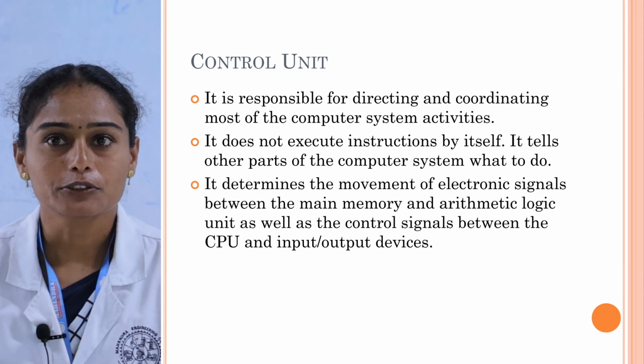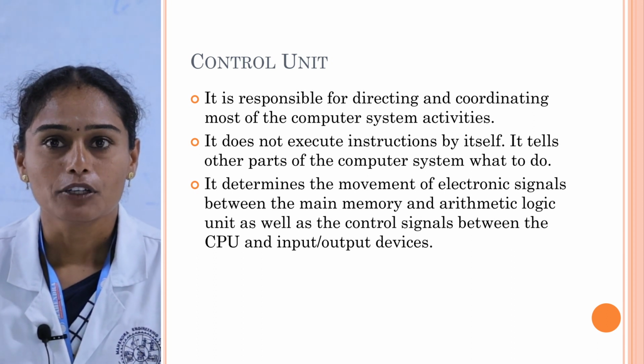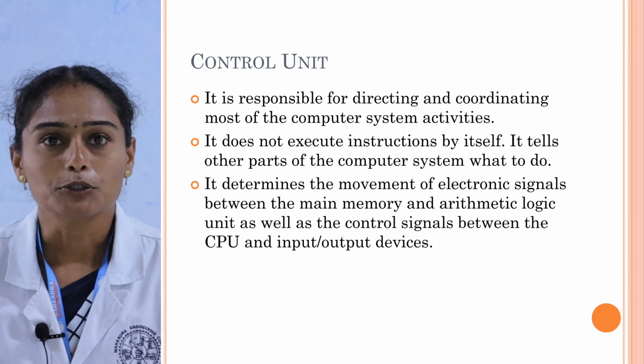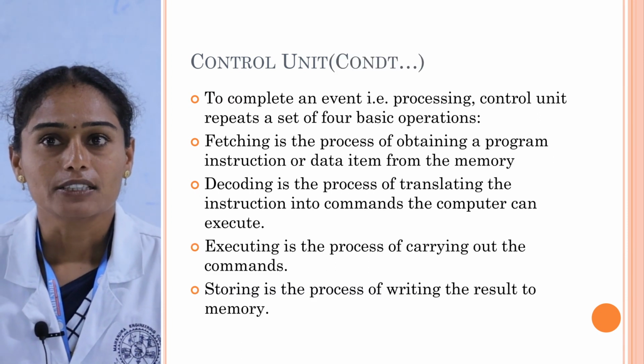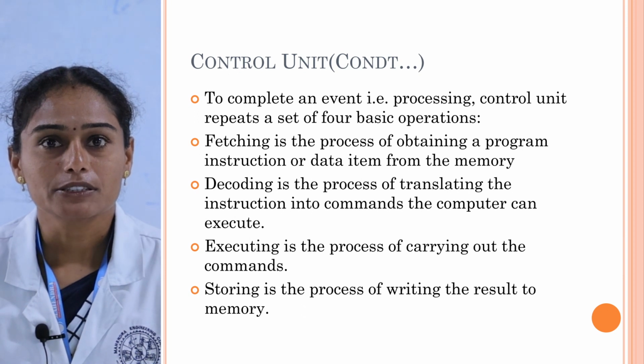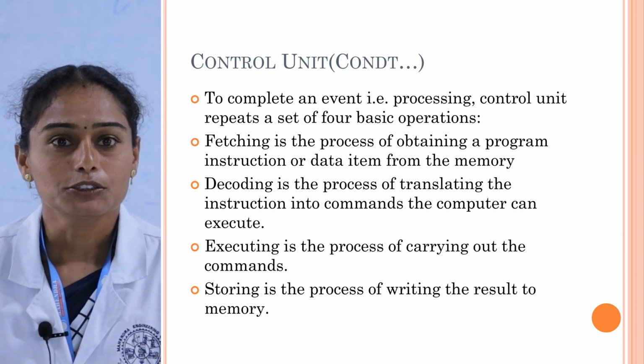Next, control unit. The control unit is responsible for directing and coordinating most of the computer system activities. It doesn't execute instructions by itself. It tells other parts of the computer system what to do. It determines the movement of the system. To complete an event, the processing or control unit repeats a set of 4 basic operations: fetching, decoding, executing and storing.